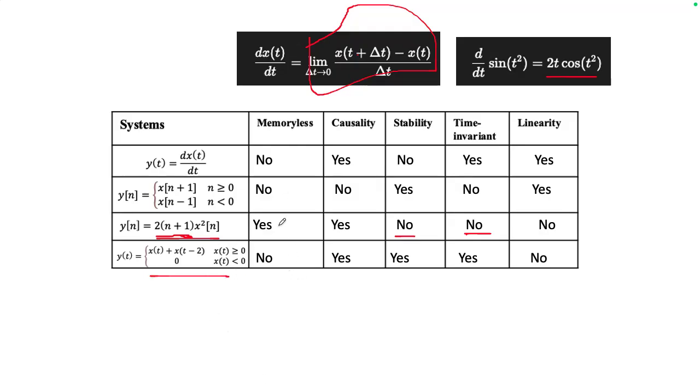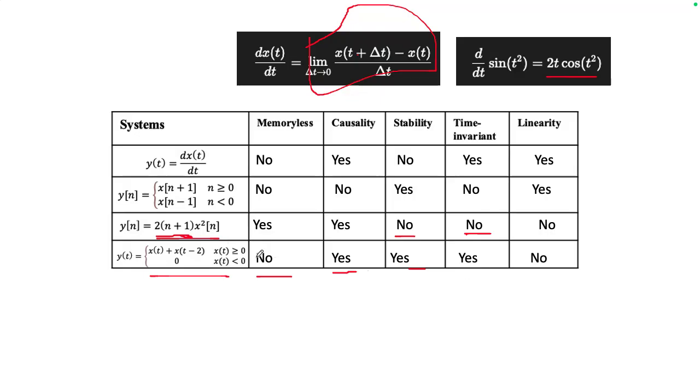It involves past time, so it is not memoryless, but it only depends on the present time and past time. Am I right? This one is stable because you can see x(t) is bounded. It's just the linear combination of the input, and the output must be bounded. That makes sense to you?